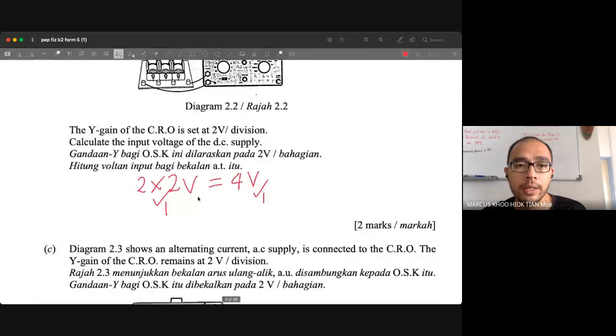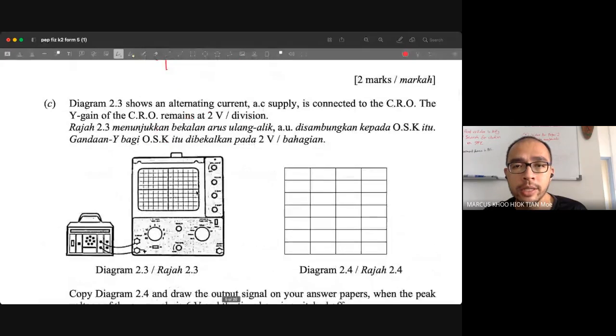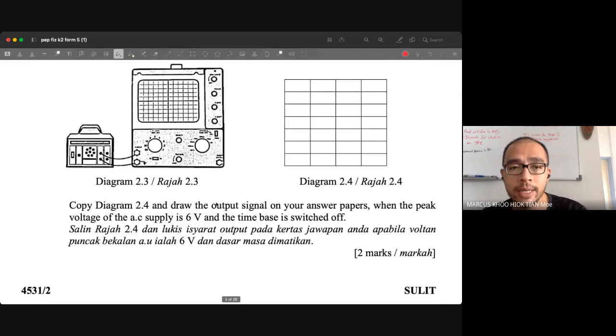Okay. Diagram 2.3 shows an alternating current AC supply connected to CRO. The Y gain remains at 2 volts per division, but it gives 6 volts. And the time base is switched off.